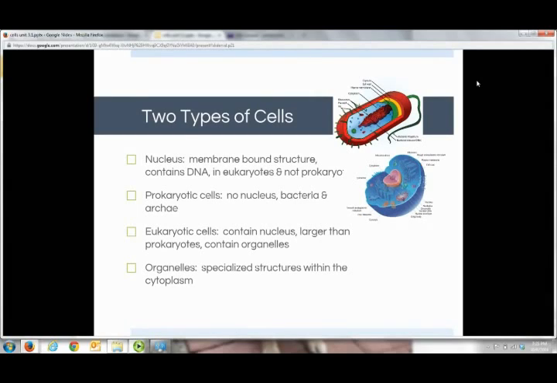If you look to the pictures to the right, the top picture is showing a prokaryotic cell, and then the bottom picture is showing a eukaryotic cell. They do appear to be the same size on this screen, but these are not to scale. The eukaryotic cell is going to be significantly larger.